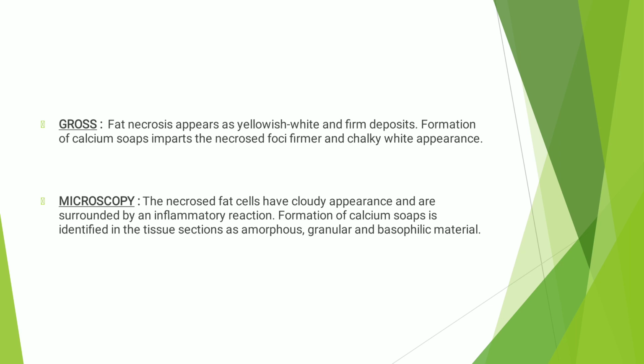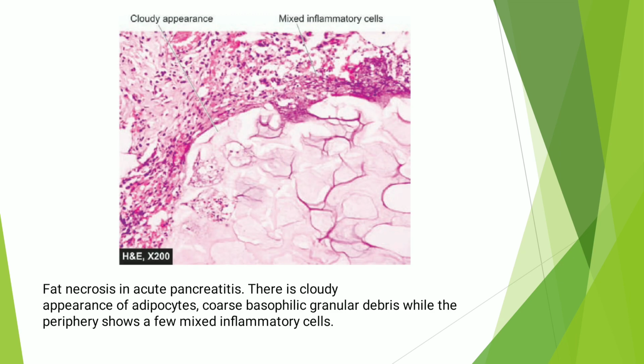On microscopic examination, the necrosed fat cells have a cloudy appearance and are surrounded by an inflammatory reaction. Formation of calcium soaps is identified in the tissue sections as amorphous, granular, and basophilic material. This is the photomicrograph from acute pancreatitis, which is showing fat necrosis. There is cloudy appearance of the adipocytes, and there is coarse basophilic granular debris while the periphery shows mixed inflammatory infiltrate.